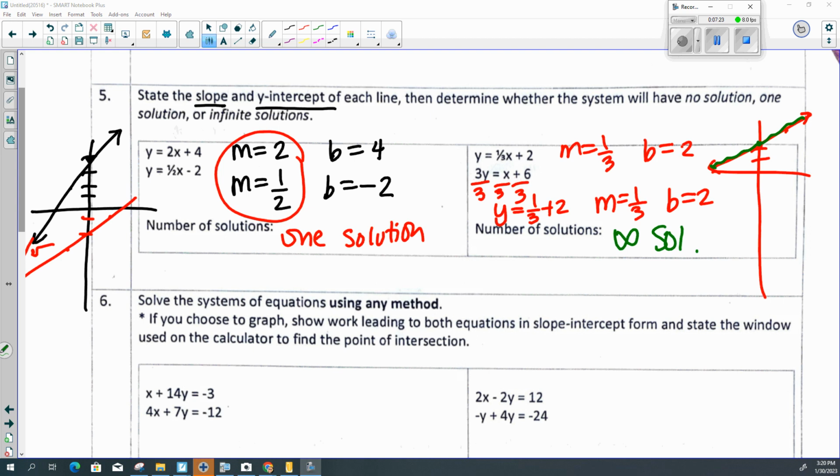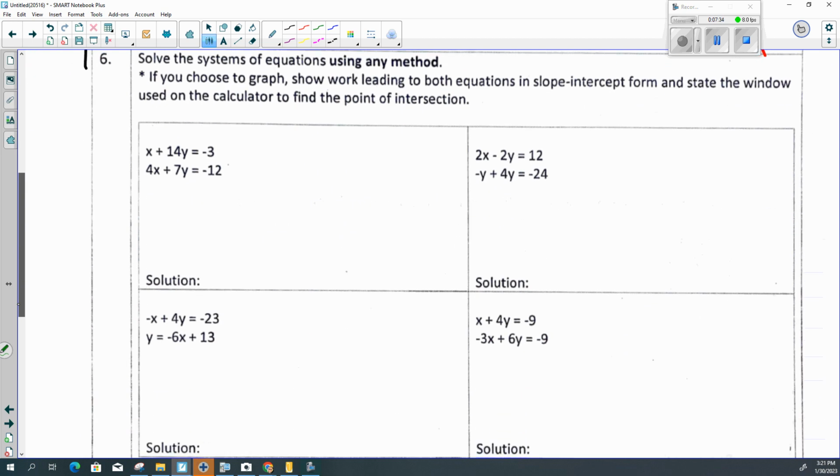All right, so if you're not sure on these, after you go through all that, grab your graphing calculator and graph them. You do have to put them in slope-intercept form, so you're going to have to do a little bit of work, but that's how you'll earn your credit on there.